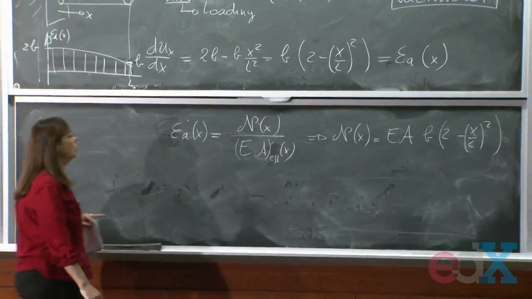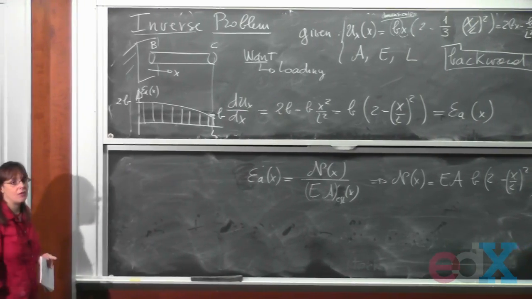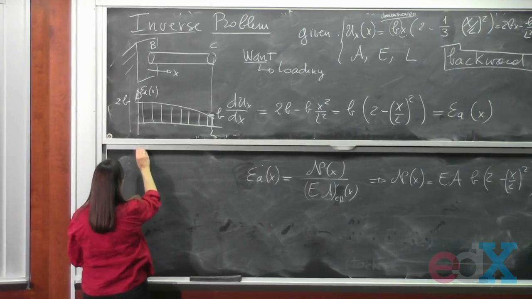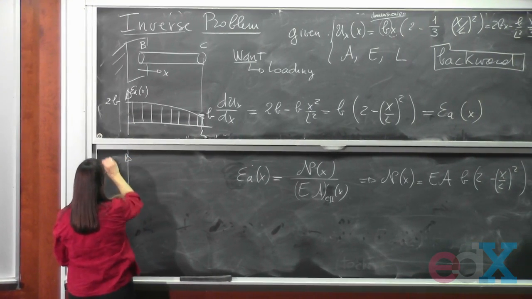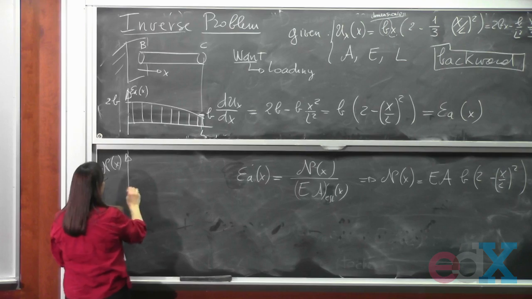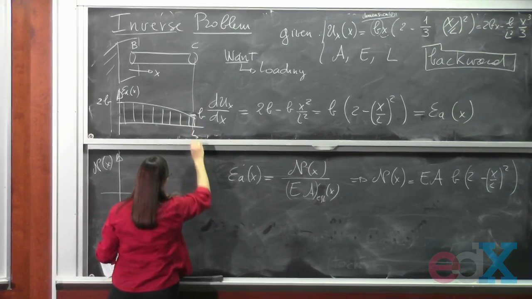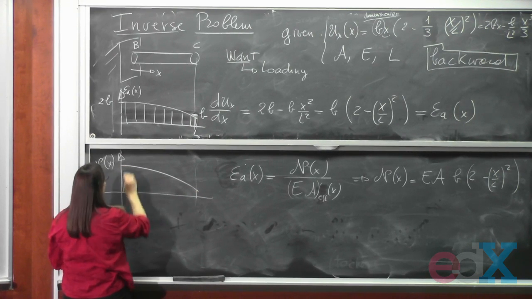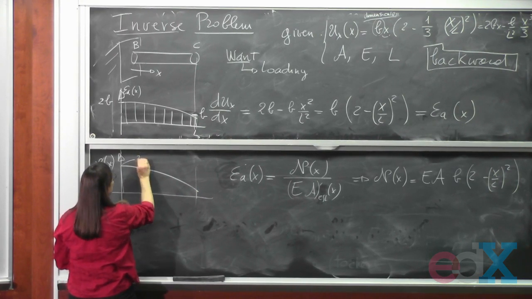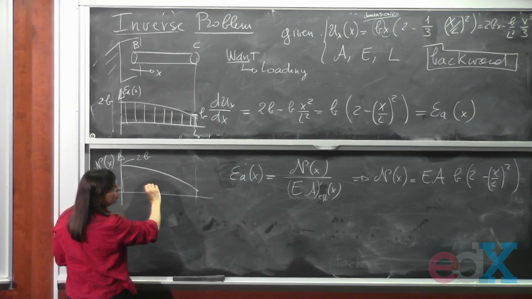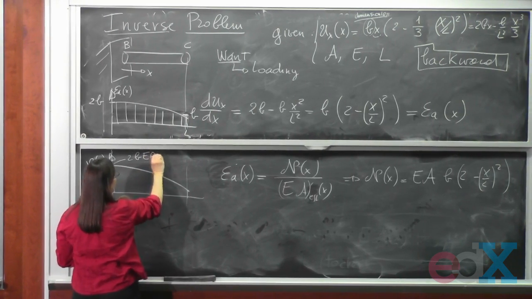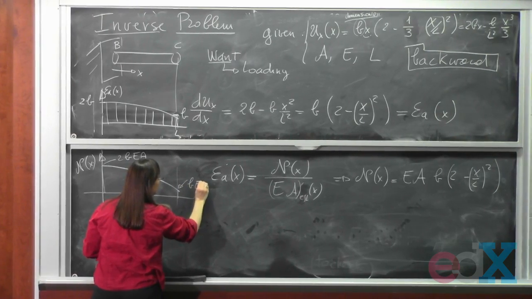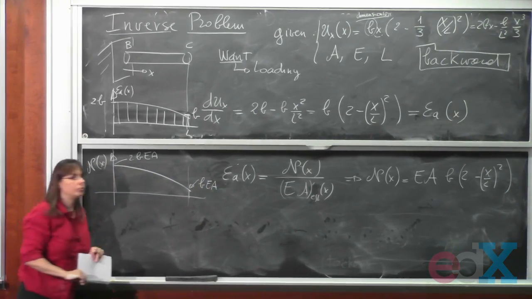Fantastic, I say. And the nice thing is that I do not even need to make big effort to get an n of x plot. I can say n of x is equal to a plot that looks just the same as that. And it starts over here with 2b EA, and it ends up here as b times E times A. Right?